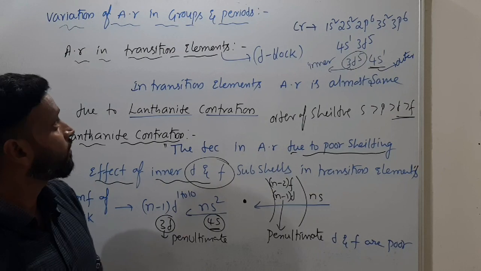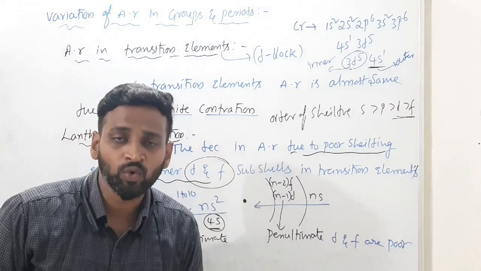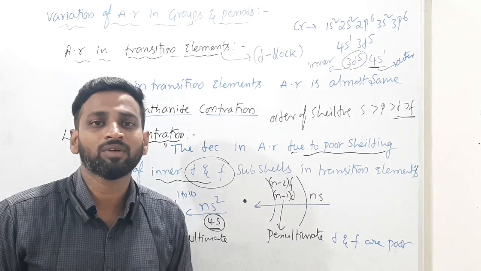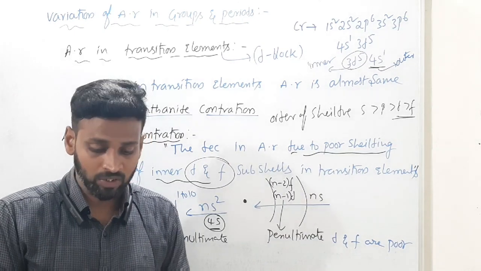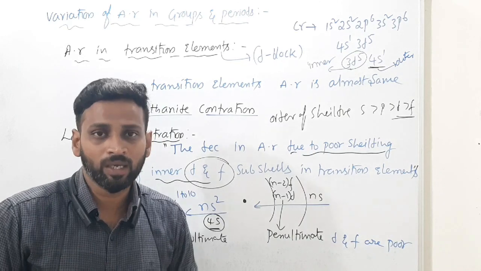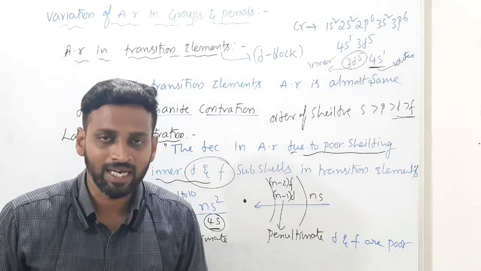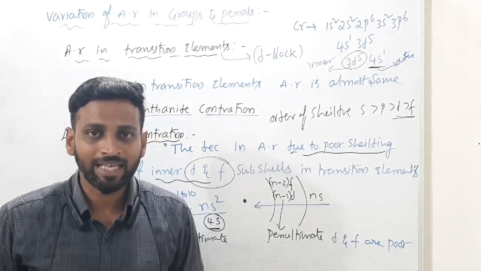So till now, we have discussed how atomic radius varies in a group and period, and tomorrow in our next class we will discuss ionization potential, which is the next periodic property. Hope you understood. Still, if you have any doubts, please ask me. I am ready to explain. Thank you very much.